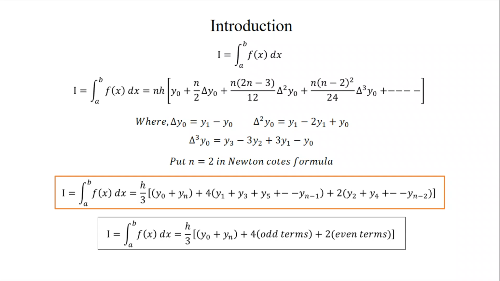So we can remember this formula in this way also. Integration of a to b f of x dx is equal to h by 3 into bracket y0 plus yn plus 4 into, if we see here, all odd terms are there, so 4 into odd terms plus 2 into even terms. So this is the Simpson's 1/3 formula. After this introduction, we'll see one numerical based on this concept.